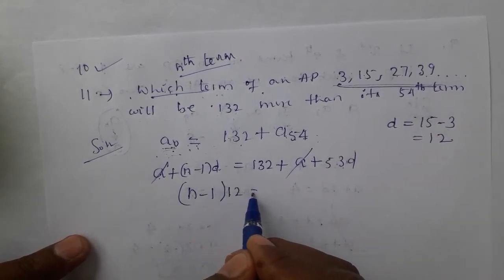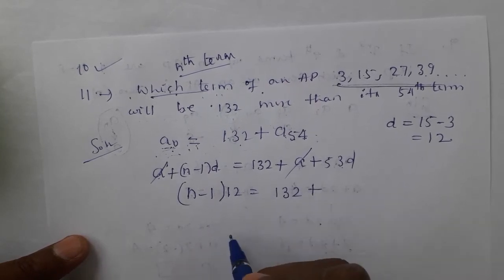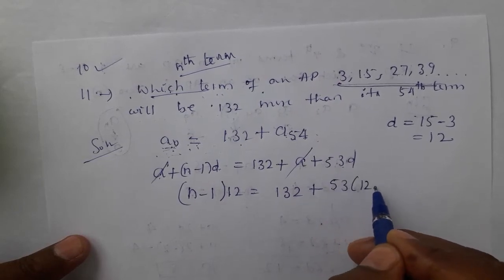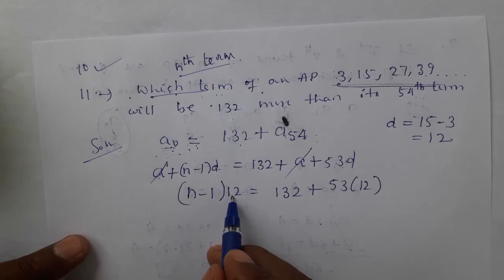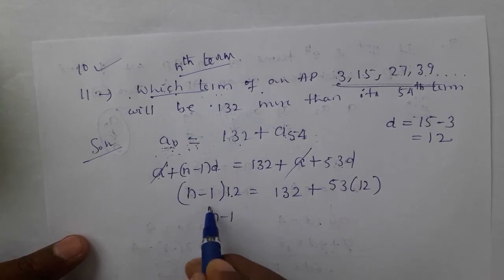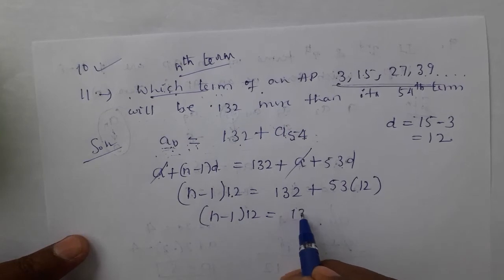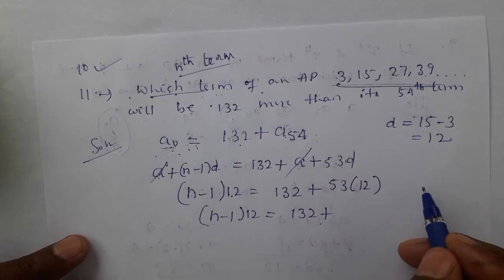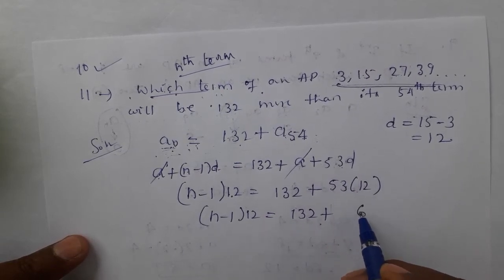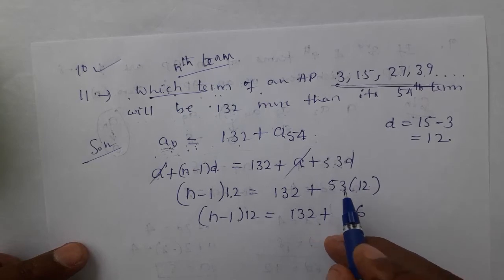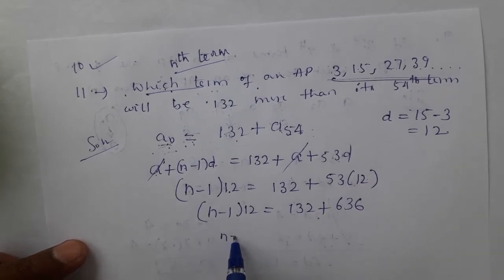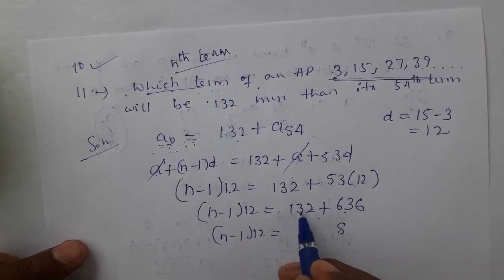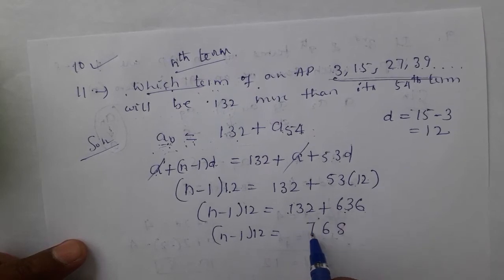We write that (n minus 1) into 12 is equal to 132 plus 53d, and 53d means 53 into 12. Don't multiply (n minus 1) into 12; we'll add. 53 into 12: 12 times 3 is 36, 3 carry, 12 times 5 is 60, 60 plus 3, 636. Now 132 and 636 added: 2 plus 6 is 8, 3 plus 3 is 6, 1 plus 6 is 7, so 768.